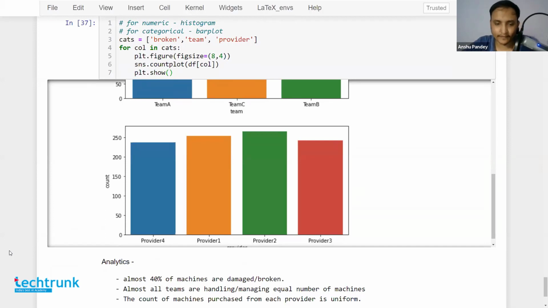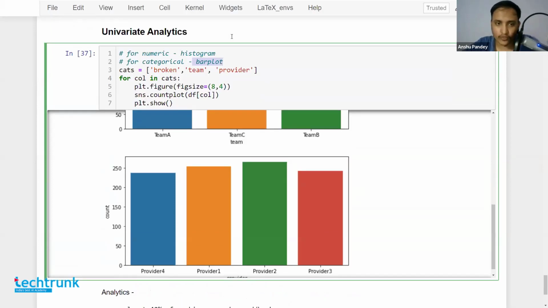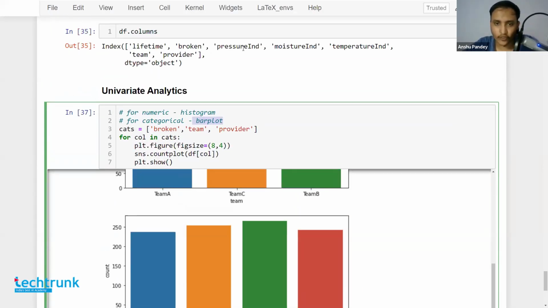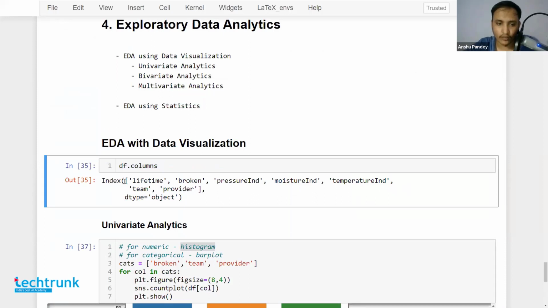Okay. So this is some simple univariate analytics for a categorical attribute. As you already know, for categorical we should go for a bar plot. And for numeric, which we have not done so far, for a few of the columns like lifetime, temperature, pressure, moisture, which are numeric, we should always go for a histogram. So similarly, now we'll go for numeric attributes, and we'll try to perform similar analytics on the numeric attributes.